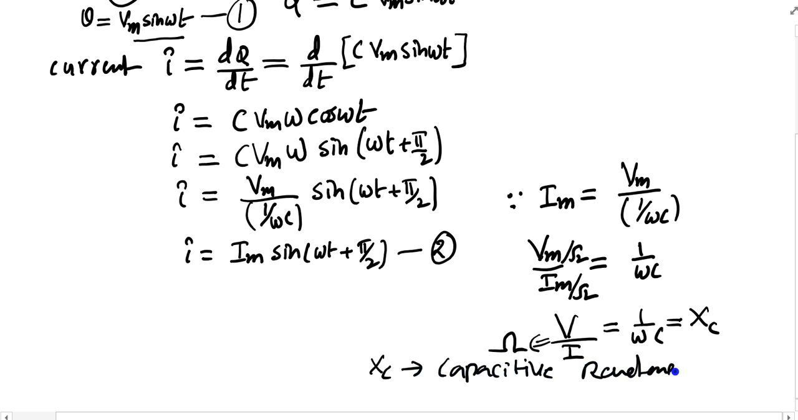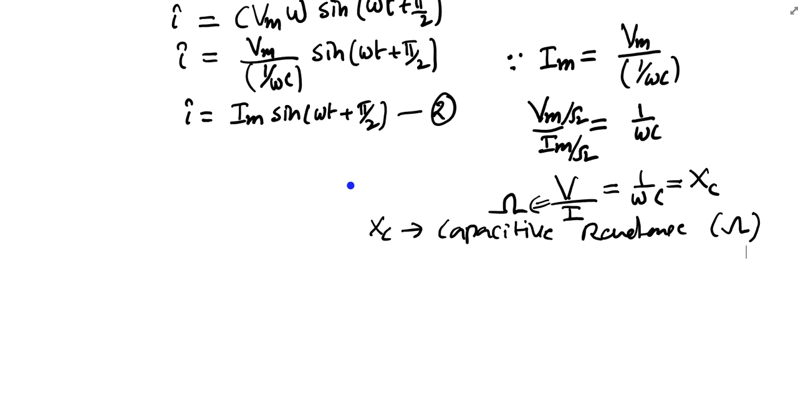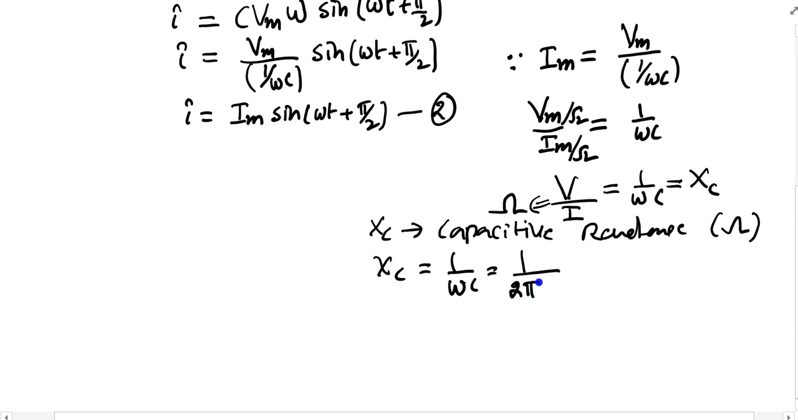It is called capacitive reactance, measured in ohms. So that is the concept we need to understand here. Xc is a kind of reactance, a kind of resistance property of the capacitor. So further you can write Xc is equal to 1 by omega C, or you can write 1 by 2 pi fC. So these are the different expressions we require to understand and to do some numericals as well.